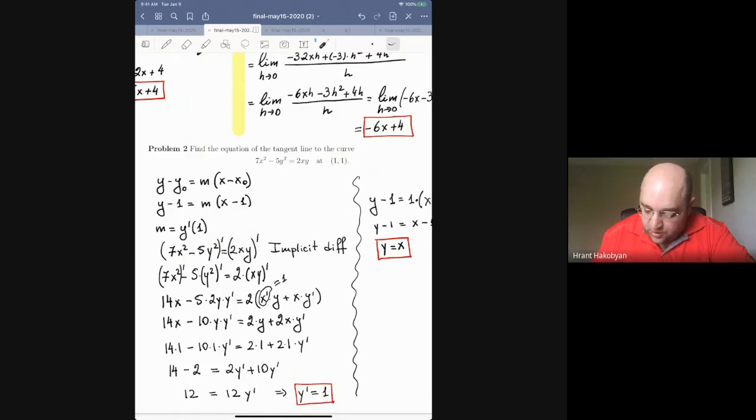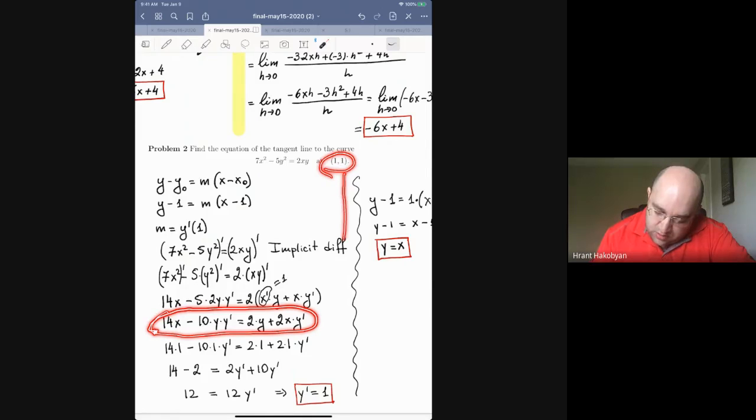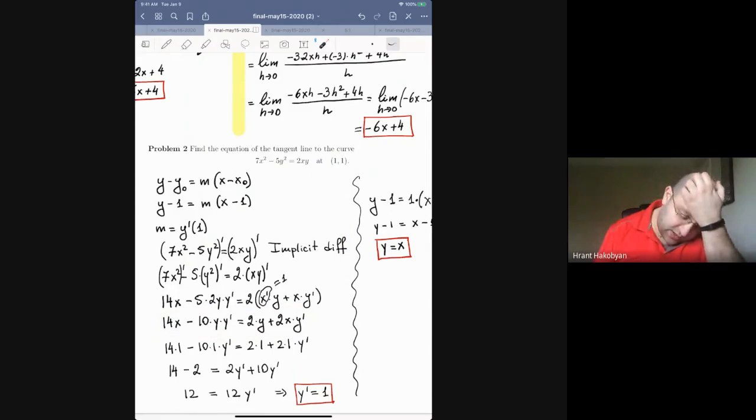So after I do that, I can find an expression in terms of y prime, x and y. Then all I have to do is plug in x equals 1 and y equals 1. After I do that, I can solve for y prime, so that gives me my slope.